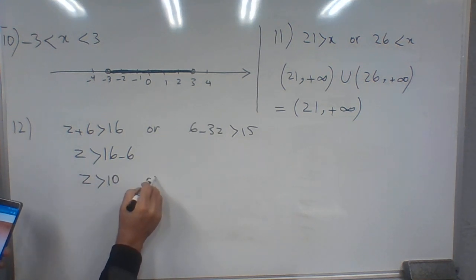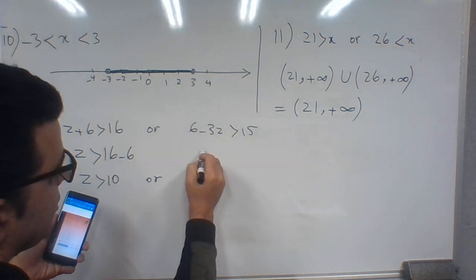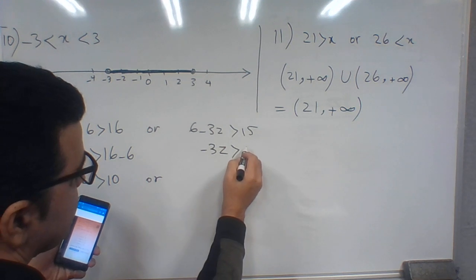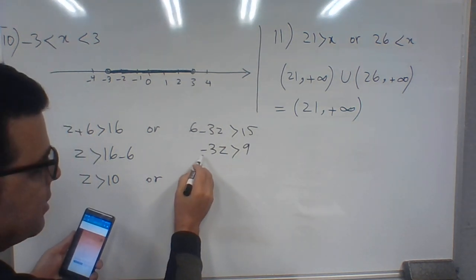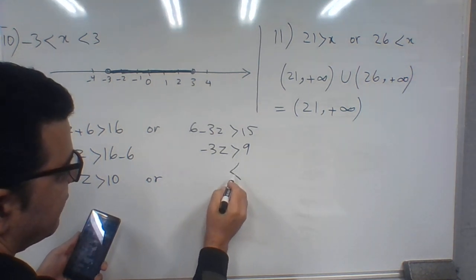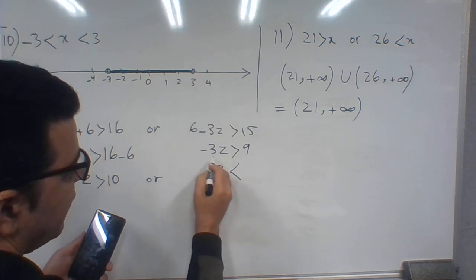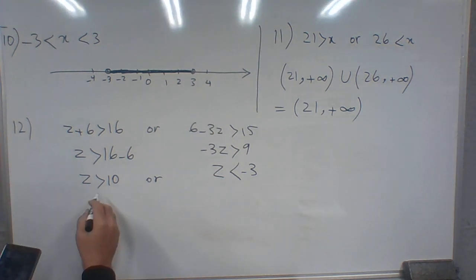Or, what's the second one? Subtract 6, so minus 3z greater than 15 minus 6, 9, and then divide by negative 3. And since this is negative, change the direction. So z less than 9 divided by minus 3, that is negative 3. So this or this.